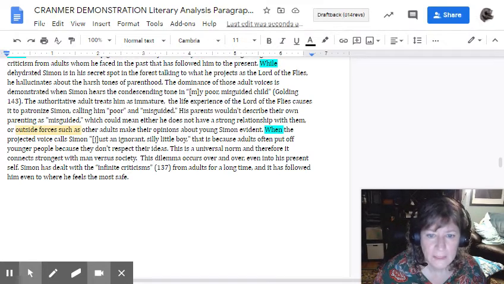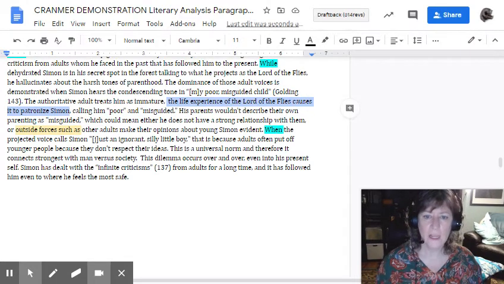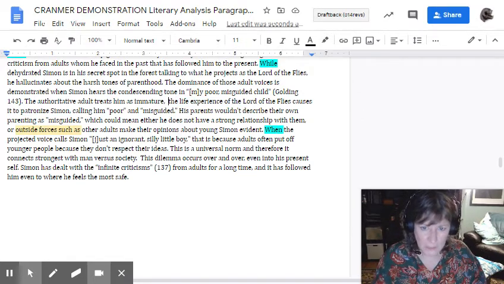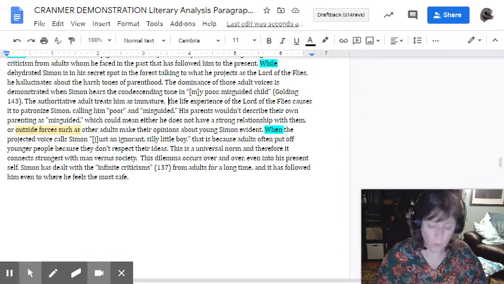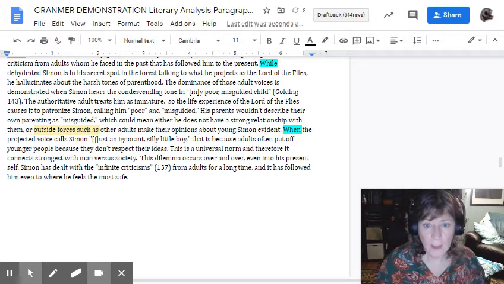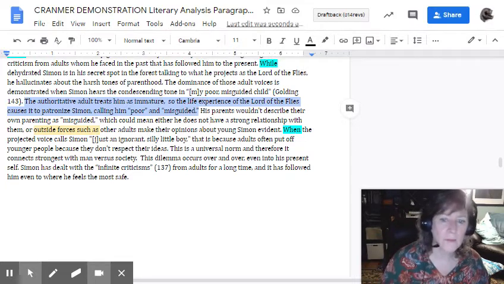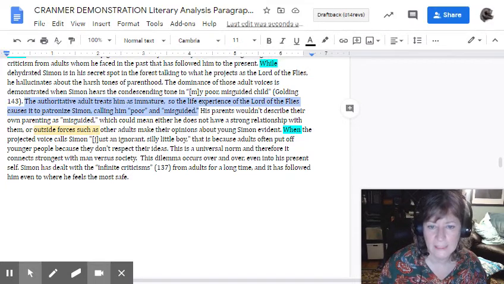We've got, I think, seven different conjunctions we can choose from. We want the one that makes the most sense. This second part of the sentence, the life experience of the Lord of the Flies causes it to patronize Simon, is dependent upon the first. It's like a "because of," right? The conjunction that means "because of" or "therefore" is "so." Okay, so now we have the authoritative adult treats him as immature, so the life experience of the Lord of the Flies causes it to patronize Simon, right? This happened in the past, so now Simon is projecting it through the Lord of the Flies in the present.